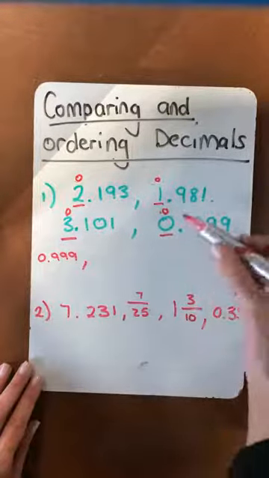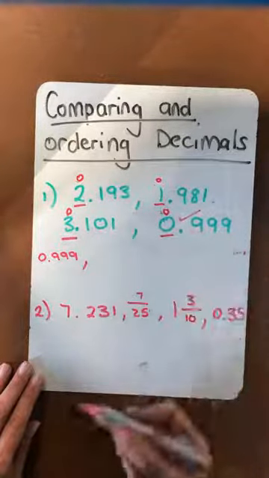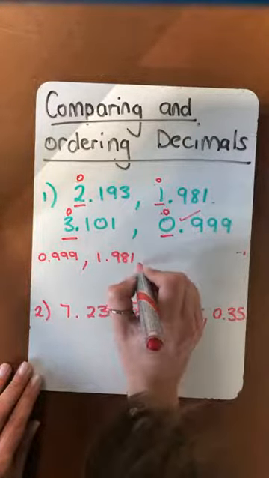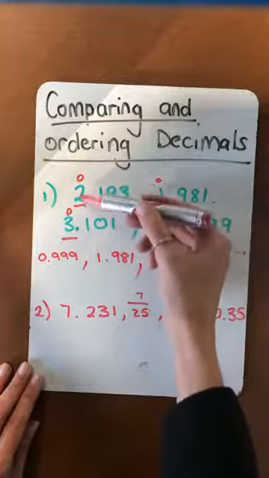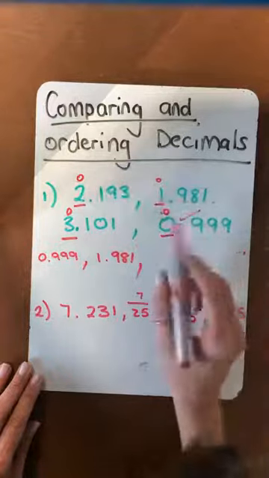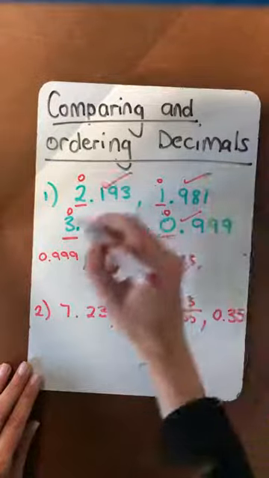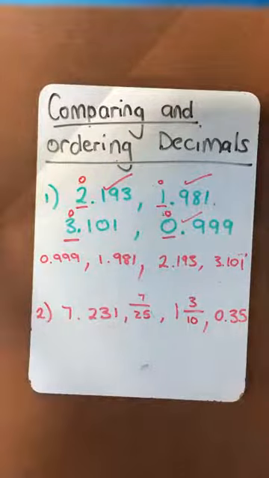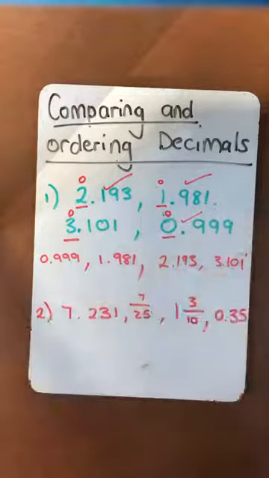0.999. Right, so I've used this decimal. Then I have 1, 3, and 2. 1 is the next biggest, so I'm going to say 1.981 next. Then I'm going to move on to number 2, because 2 is smaller than 3. So I'm going to say 2.193, and that means the last one is 3.101. And that is how I'm going to order my decimals from smallest to biggest using the ones column first.